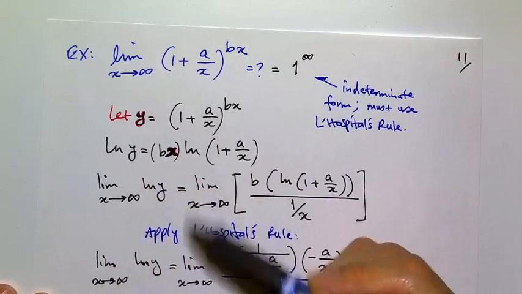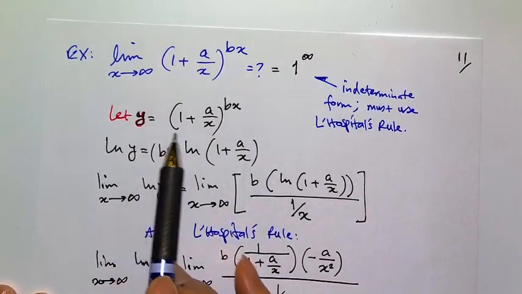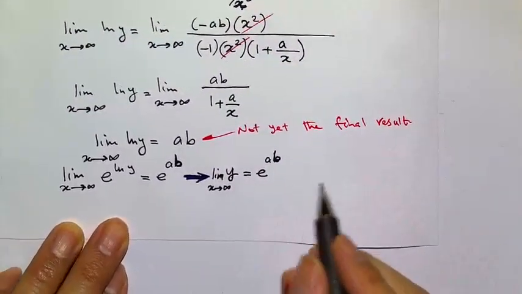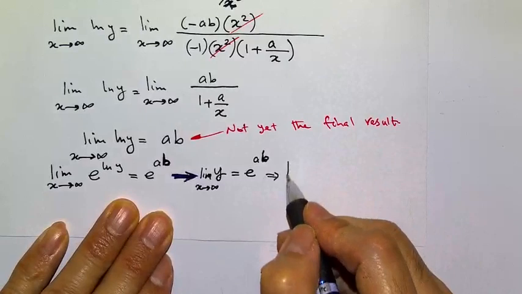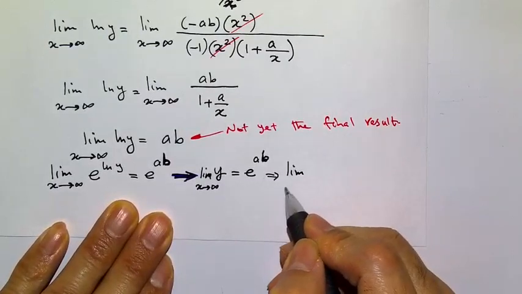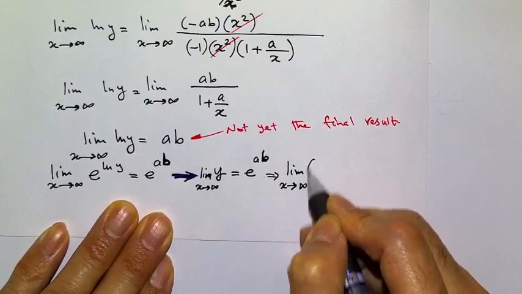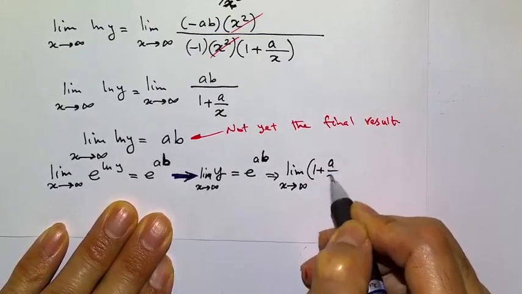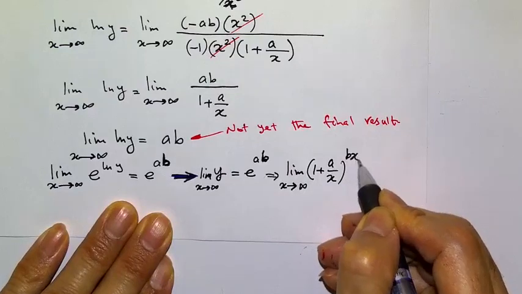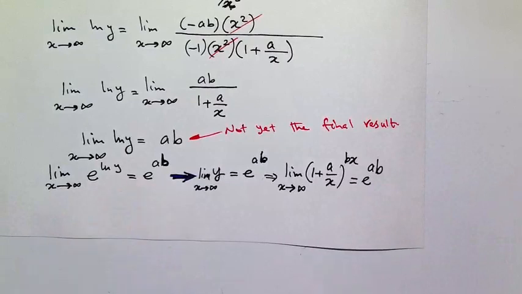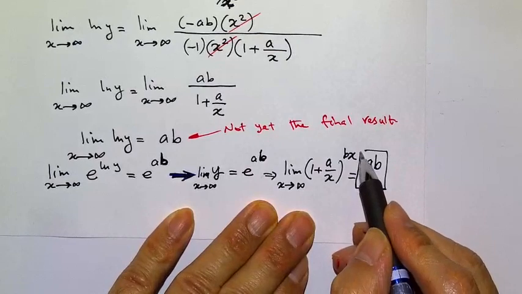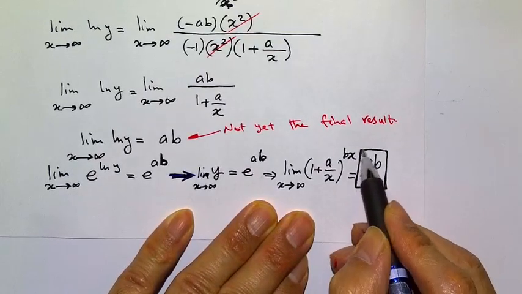So in the result that we have, let's replace y with its equivalent, which is that. If we do that, we're going to get limit as x goes to infinity of 1 plus a over x to the bx power equals e to the ab power. So there you have it. You have this final result using the L'Hopital rule.